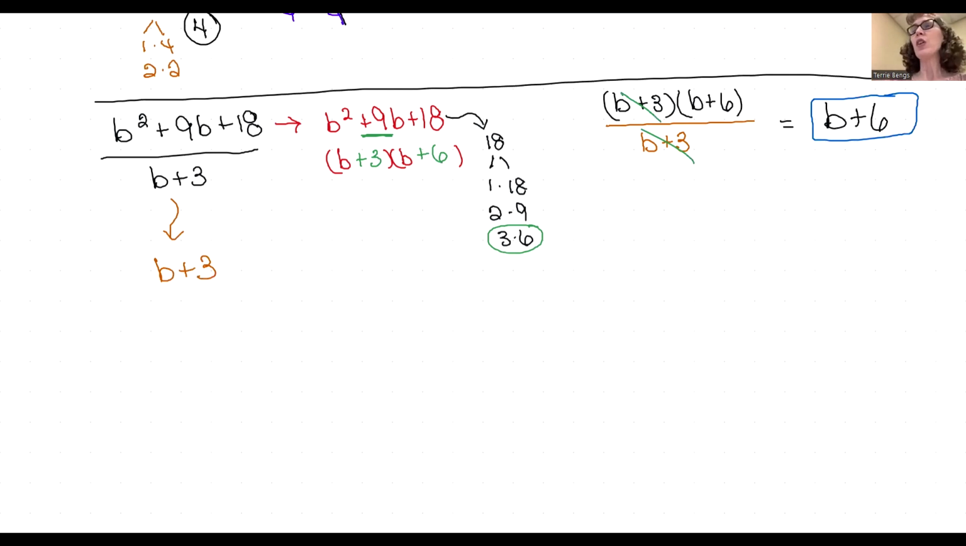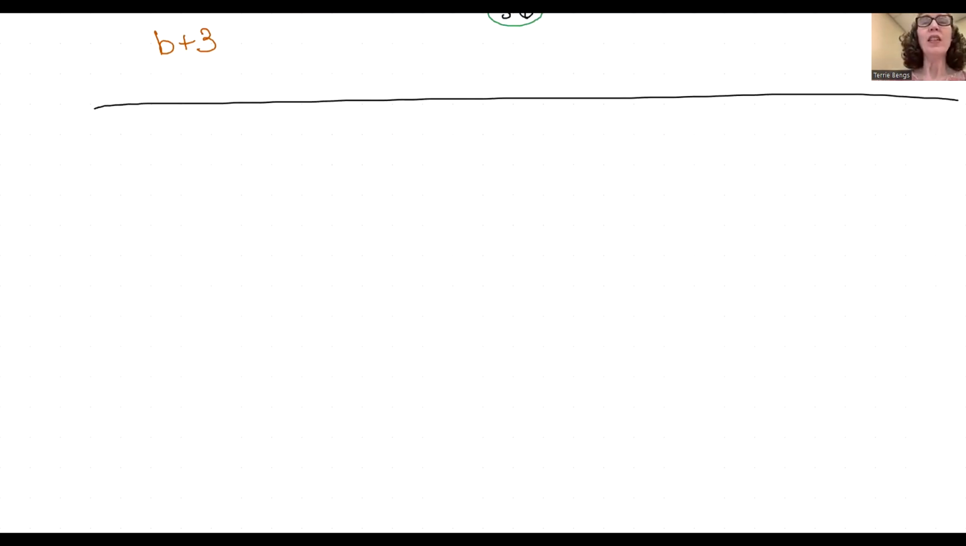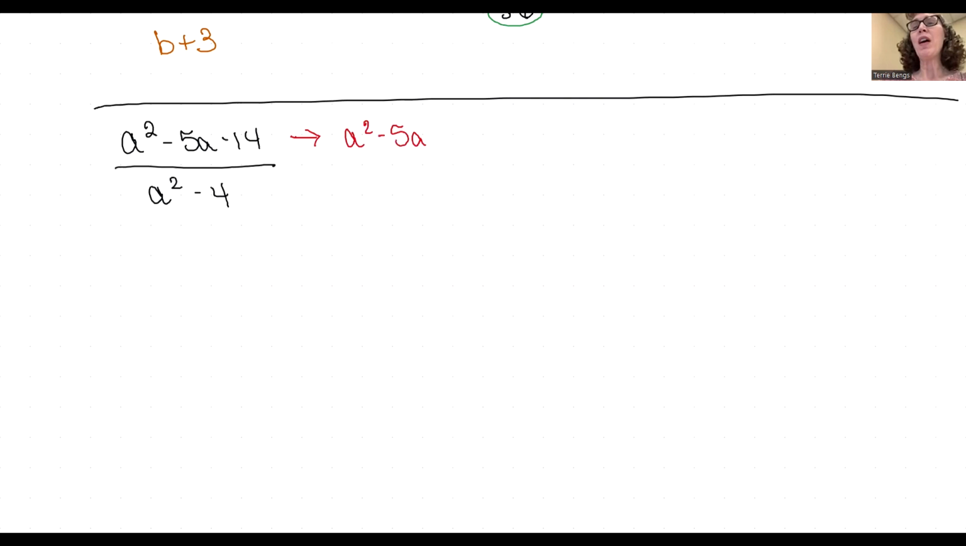All right, we're going to look at one last one here. And this time we have a squared minus 5a minus 14 all over a squared minus 4. Okay, same thing. We're going to take that top and we're going to factor that top. So we have a squared minus 5a minus 14. Nothing they have in common, but we have a trinomial that we're going to factor.